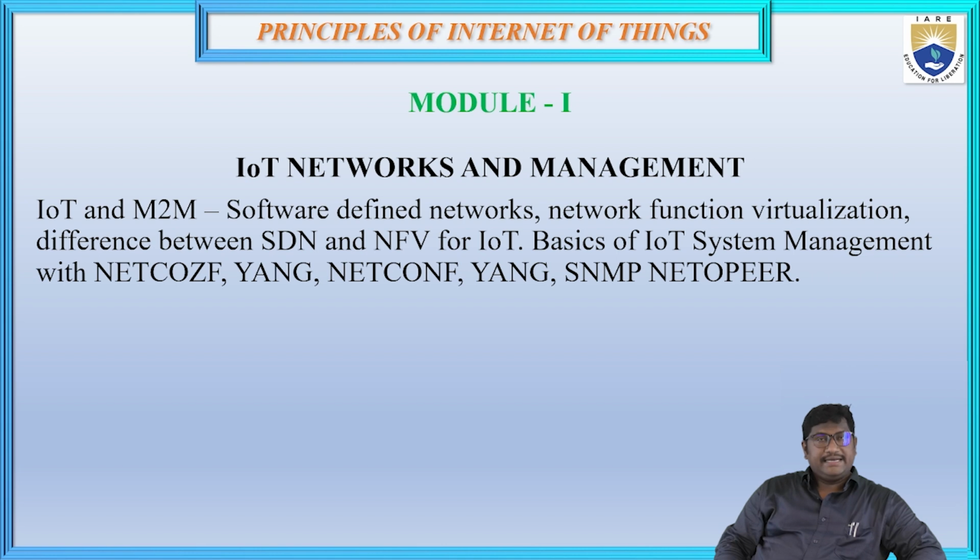We need to focus on two major things which are very important: SDN and NFV. SDN stands for Software Defined Network and NFV stands for Network Function Virtualization. These two are the major topics in module 2, IoT networks and management. In IoT and machine to machine, SDNs and NFVs play a major role. Along with these two, I will also discuss the differences between SDN and NFV in our IoT industry.